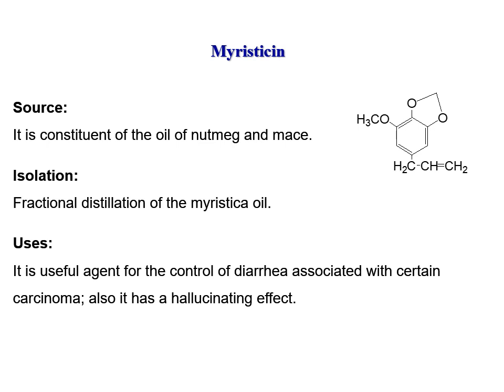Myristicin is a trihydric phenol, with 2 oxygen and 3 substituents. Myristicin exists in the oil of nutmeg and mace, and is isolated by fractional distillation followed by cooling. Myristicin is used to control diarrhea associated with certain intestinal tumors. Also, myristicin has a hallucinogenic effect. Thank you and good luck.